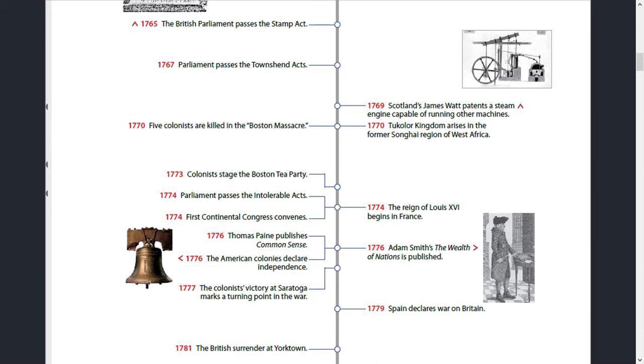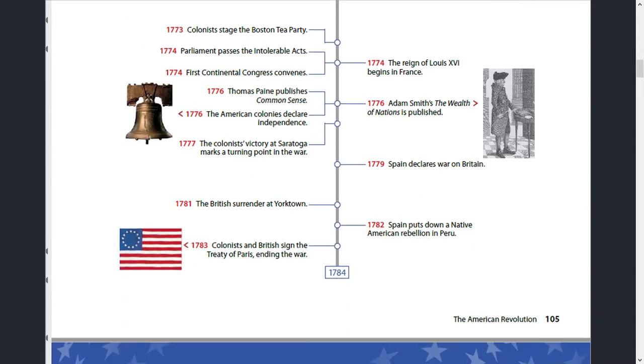And then we start to see reactions from the colonists, the Boston Massacre, the Boston Tea Party, etc. And then we start to see actions taken on a collective basis like the Continental Congress, and then the ultimate outbreak of war with the battle at Saratoga being the turning point of the revolution, and then the war ending with the Treaty of Paris in 1783.